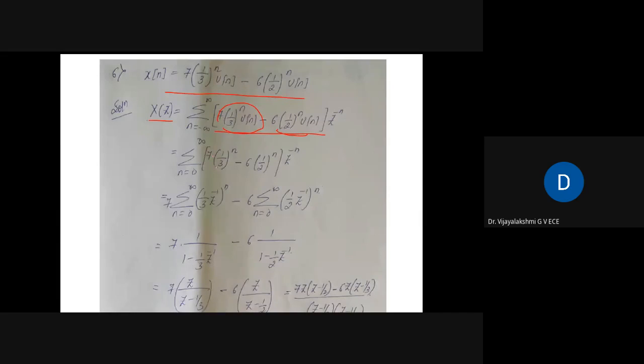What is u(n)? It's 1. So the index in the summation becomes 0 to infinity because u(n) is defined from 0 to infinity. Leaving u(n), because it is 1, I have 7 into (1/3) raised to n, plus 6 into (1/2) raised to n, into z power minus n.